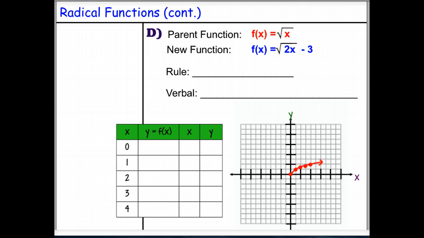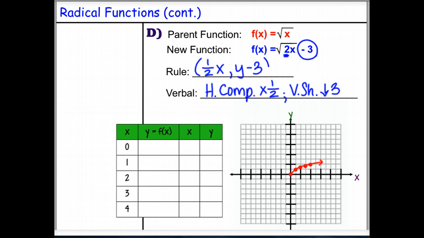Trying our final transformations problem, we have f of x equals the square root of 2x minus 3. That tells me that this 2 is a horizontal change, and because it is bigger than 1, this is actually a compression, and that is multiplied by the reciprocal of that, which is 1/2. And then the minus 3 tells me I have a vertical shift, and it is down 3. So the horizontal compression tells me I'm going to take all my x's and take half of them, and all my y's I'm going to subtract 3.